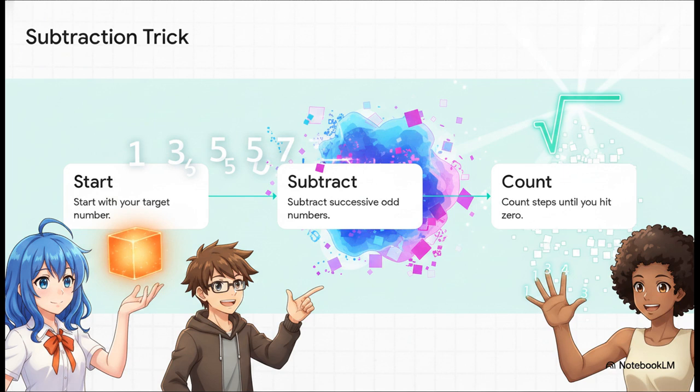Step 1, start with your target number. Step 2, continuously subtract successive odd numbers in order. So first you subtract 1, then you subtract 3 from your new balance, then 5, then 7, and so on. Step 3, just count the exact number of steps it takes to hit 0. The number of steps is your square root. It really is that simple.